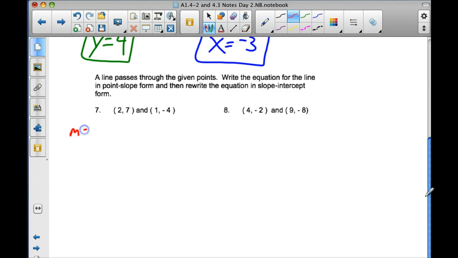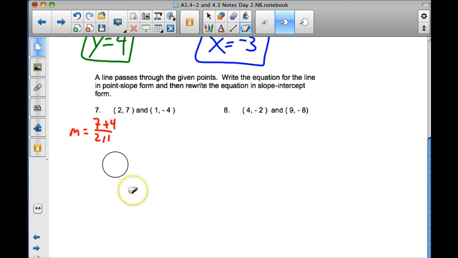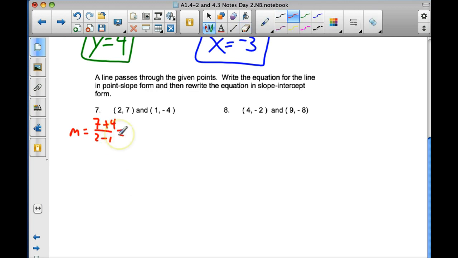First, let's find slope. How do we find the slope there? You do 2 plus 4 over... Did everybody else get a slope of 11? Yes. Okay. This side, I want you to use the 2, 7. This side of the class, I want you to use 1, negative 4. Watch what happens.